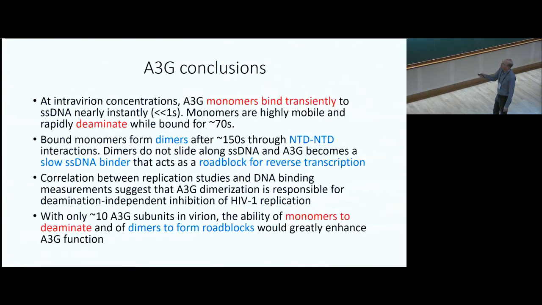So A3G monomers bind transiently and are highly mobile and deaminate. Then dimers form, and they don't slide along the DNA, and they act as a roadblock. And actually, I didn't talk about it, but correlation between replication studies. So if you make this FW mutant, or a very similar mutant to the FW mutant, so it can only form monomers, it no longer is able to inhibit HIV replication. So this dimerization that we've described, we know is actually functional in the virus. It's just that we didn't know what it was that was functional. That's what we've discovered here. With only 10 subunits, the ability of monomers to deaminate and dimers to form roadblocks is obviously important for A3G function.